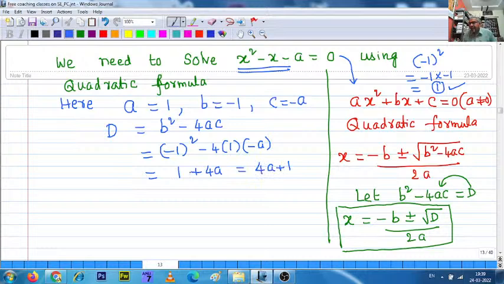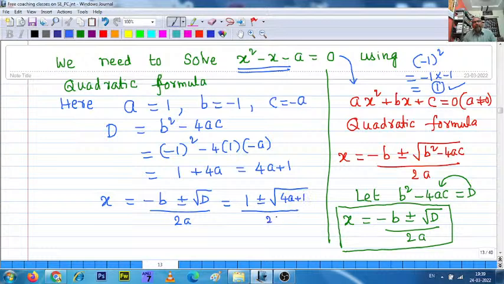So this is d. Now we need to write the formula x is equal to minus b plus or minus root d upon 2a. This is the quadratic formula. b is negative 1, negative into negative is positive, so plus or minus root of 4a plus 1 upon 2 into 1, that is 2.